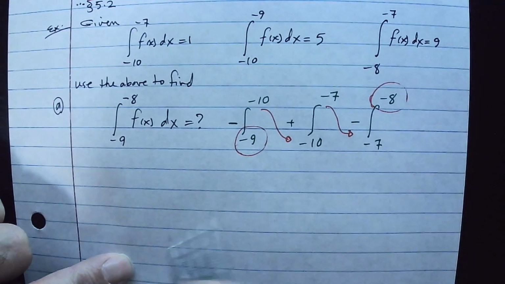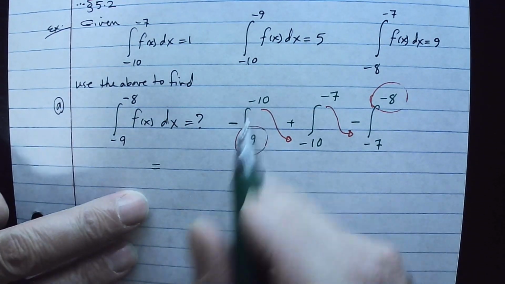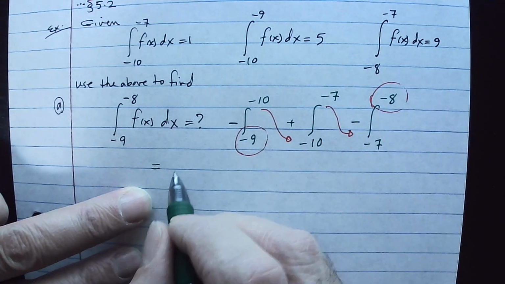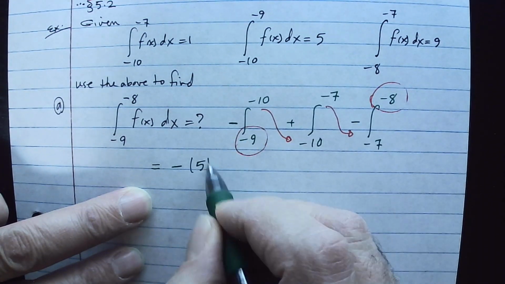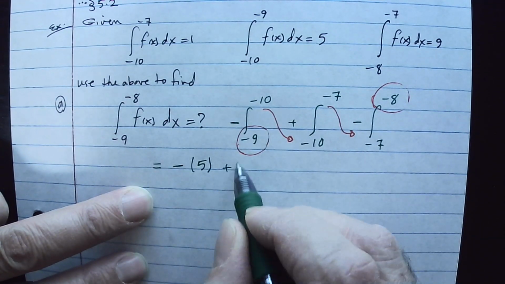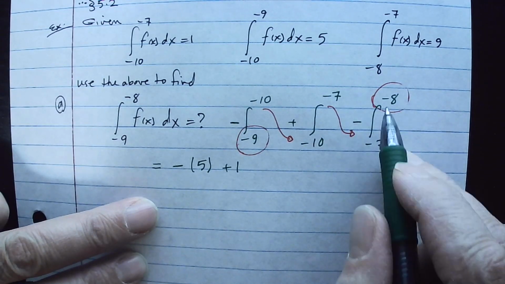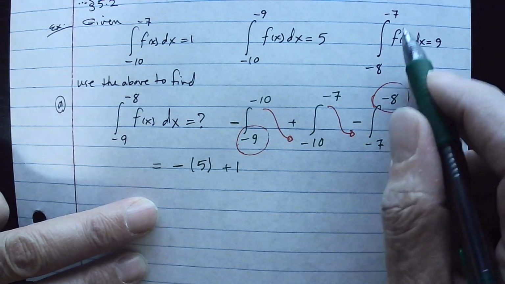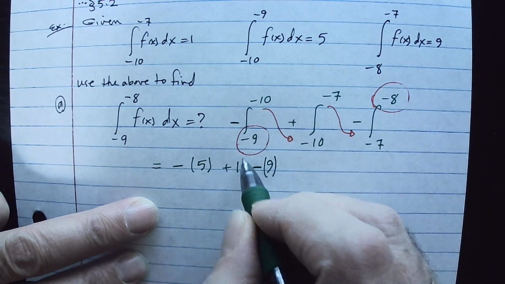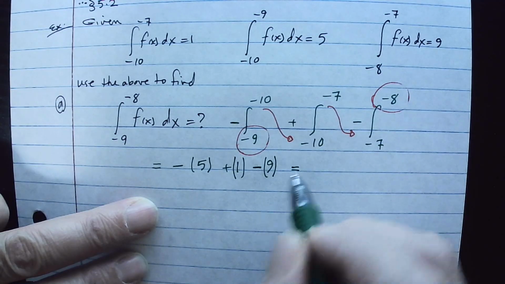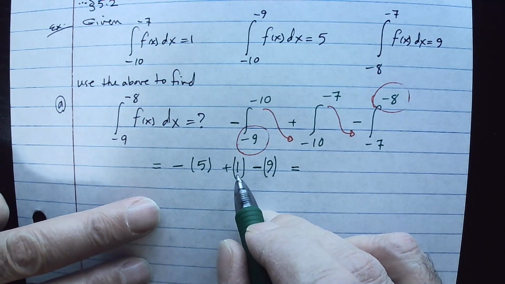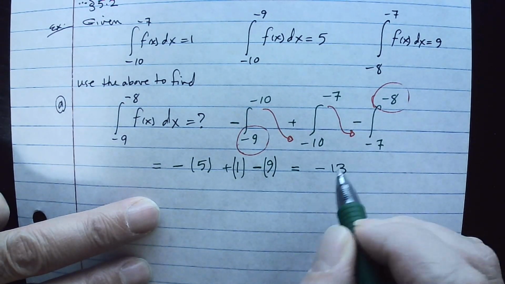So if I say that this integral is equal to the -9 to -10 integral, there's a negative here, the value is 5, so I put the 5, then plus the -10 to -7, its value is 1, so plus 1, and then the -7 to -8, it's the negative of this one, so I should put negative, and the value here is 9, and therefore I need to add these up. I have -5 plus 1 is -4 minus 9 is -13.